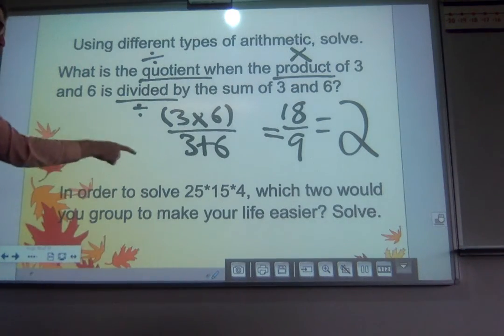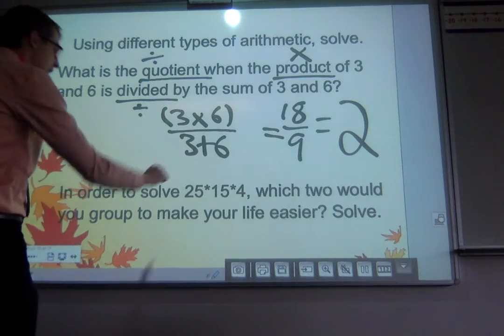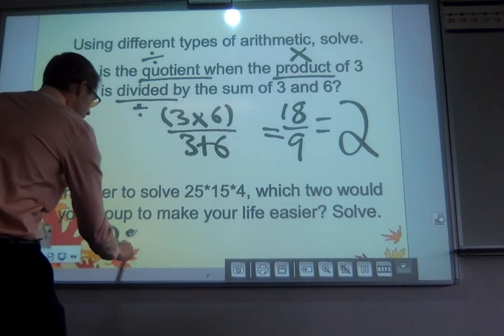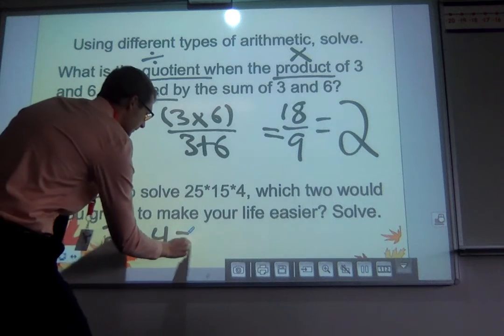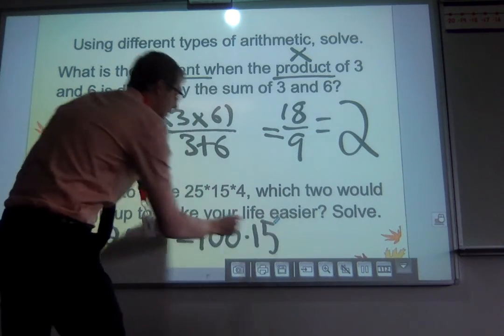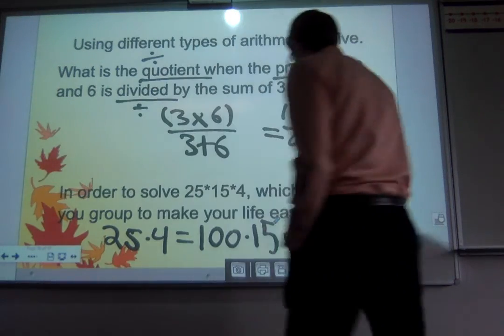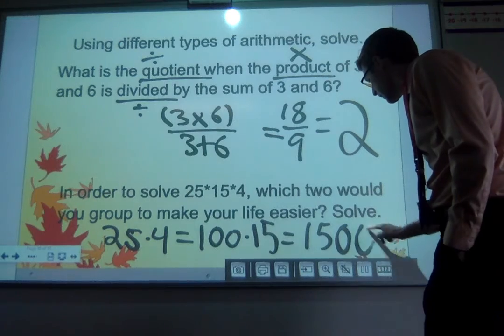Next problem. In order to solve, which 2 would you group to make your life easier? Here, if we do 25 times 4, if we think about a quarter, 4 quarters is $1. 25 times 4 is going to be 100. And then we can do 100 times 15, and that's going to get us 1,500. That just makes the multiplication easier.